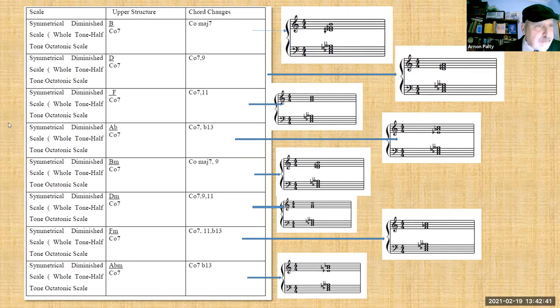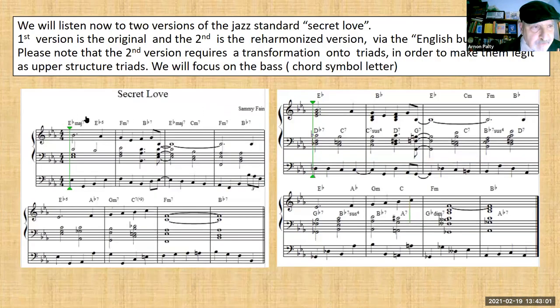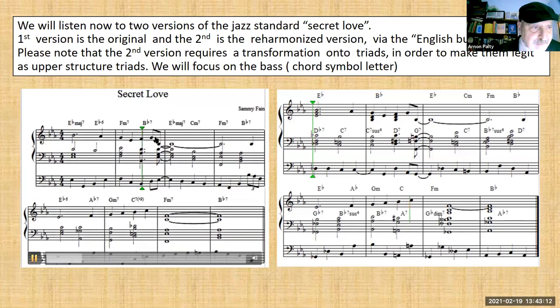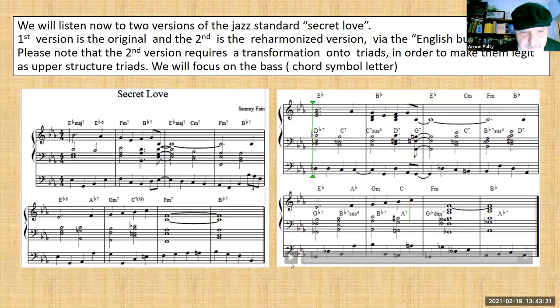Now, let me get back to practical stuff. This is just data to check out, but we'll get to the practicality in a sec. I'll just give you another example. This is Secret Love, played normally, so to speak, with the changes that we know. Now, Monk would have done this kind of thing.